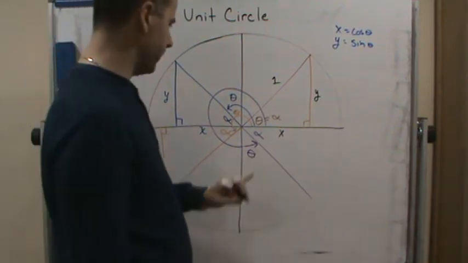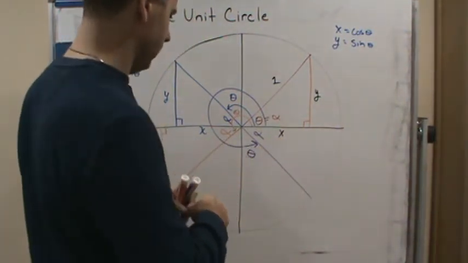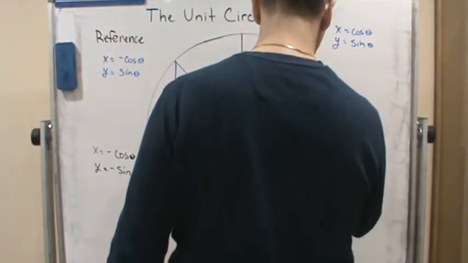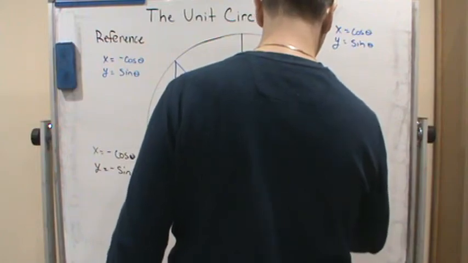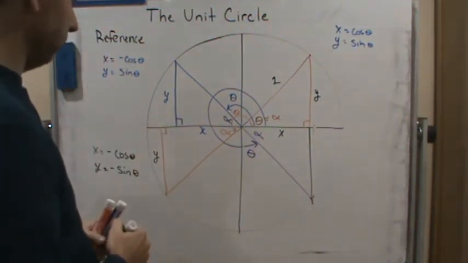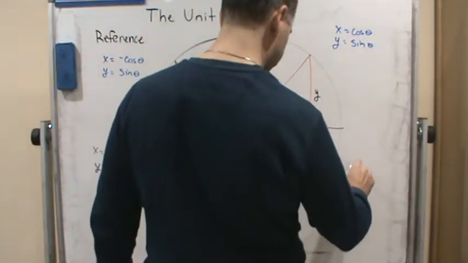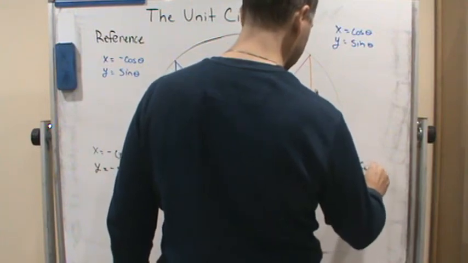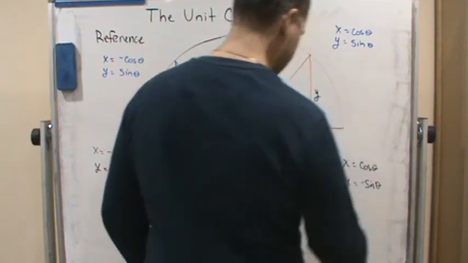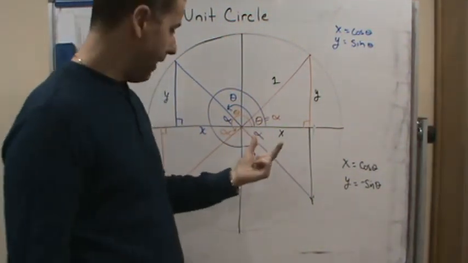And then in the fourth quadrant, x is positive, but y is negative. So over here, you get x is cosine theta, y is negative sine theta. All you have to do is remember the values of x and y.